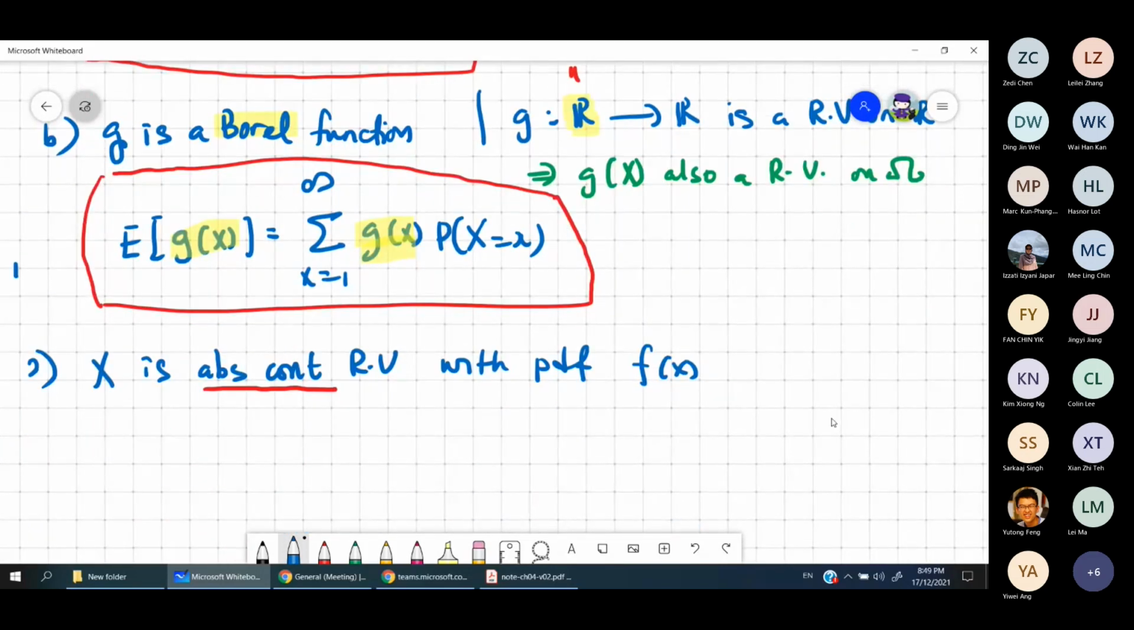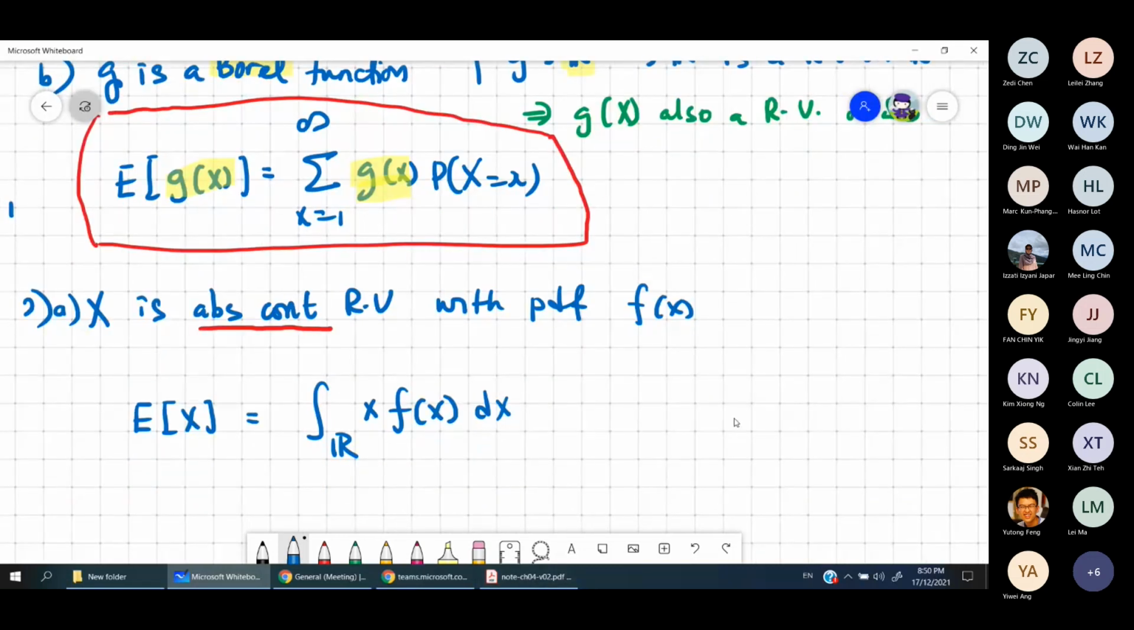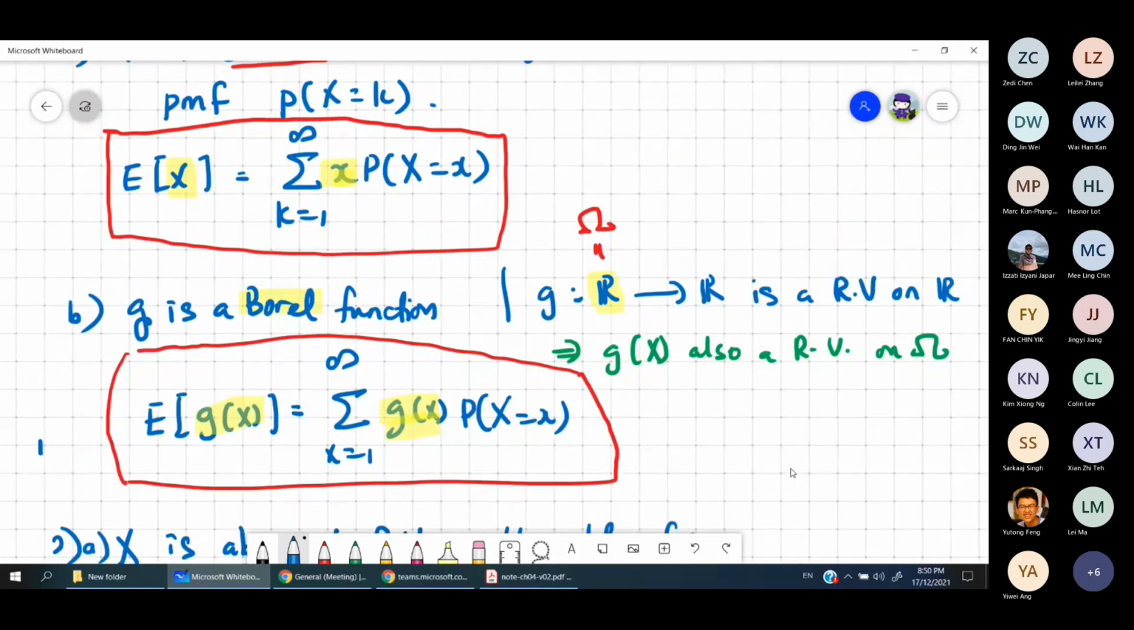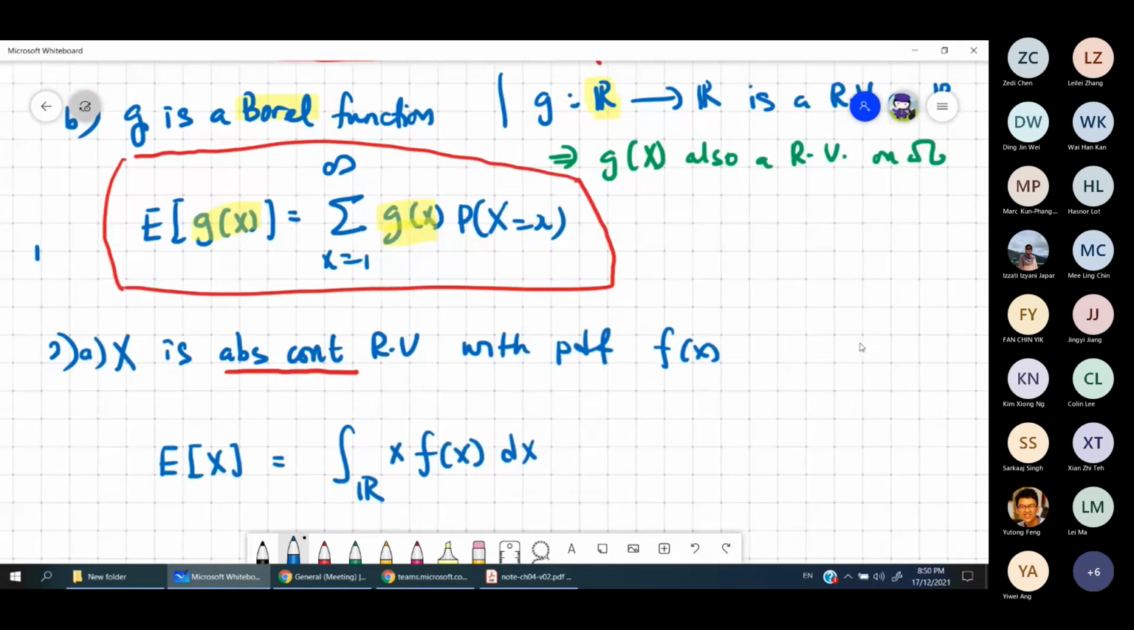So when X is an absolutely continuous random variable with probability density function f_X, we use this for E[X]: we integrate x f_X(x) dx. Like I said, we just need to replace the summations by this integral.